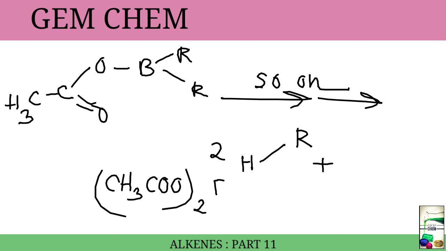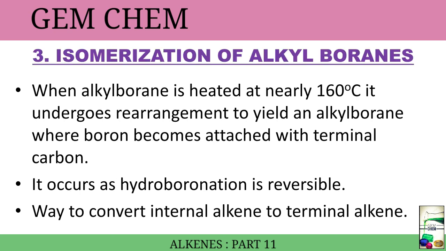Now this can continue for 2 times, okay, not more than 2 times, and there are lots of examples about it. You can check the books for the examples, right? Now we'll go for the isomerization of alkyl boranes. Now this is done when alkyl borane is heated at nearly 160 degrees Celsius. It undergoes rearrangement to yield an alkyl borane where the boron becomes attached to the terminal carbon, right? Now it occurs as hydroboration is reversible and it is a way to convert internal alkenes to terminal alkenes. Now when we see the examples, it will be clear.